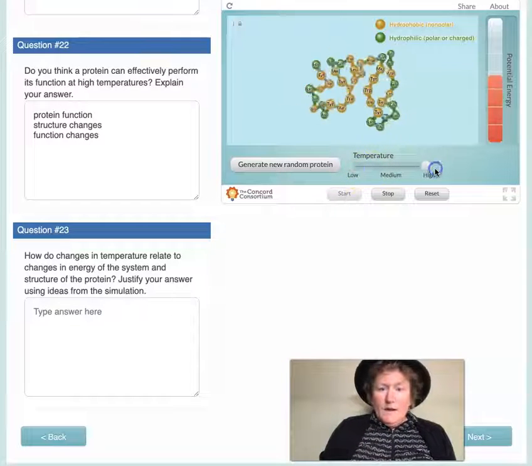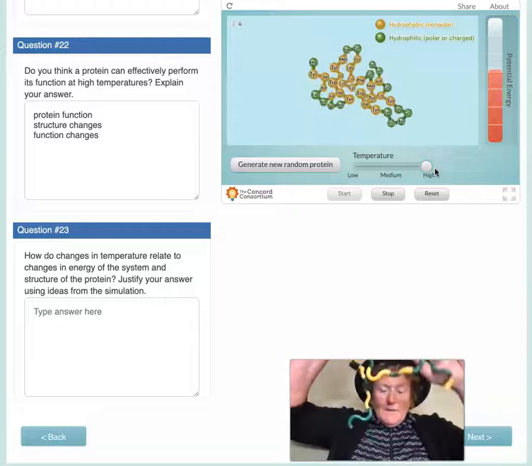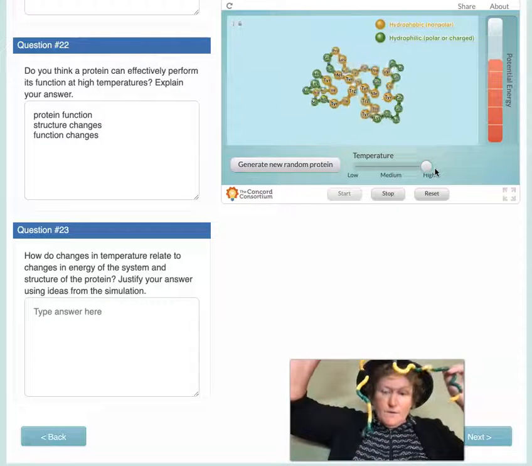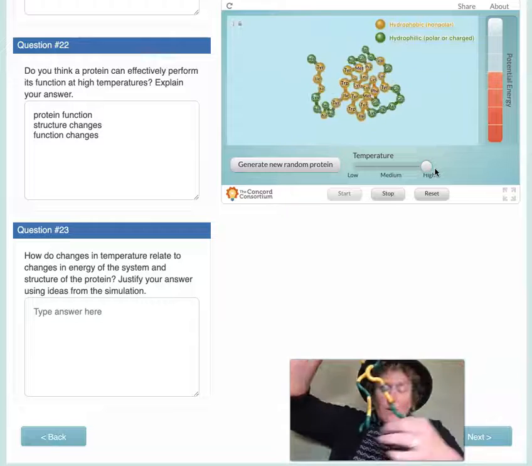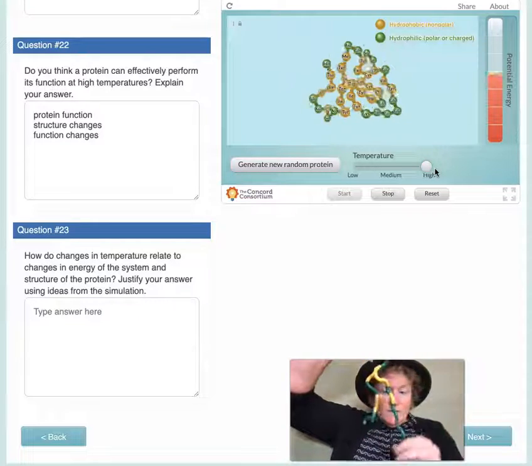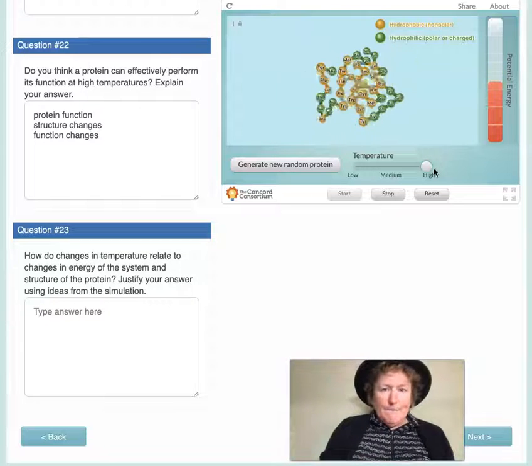Once we start adding heat, the potential energy goes up because we loosen things up. Those polar amino acids get further apart, and anytime we have polar molecules further apart, there are electrostatic forces trying to pull them together and creating potential energy.